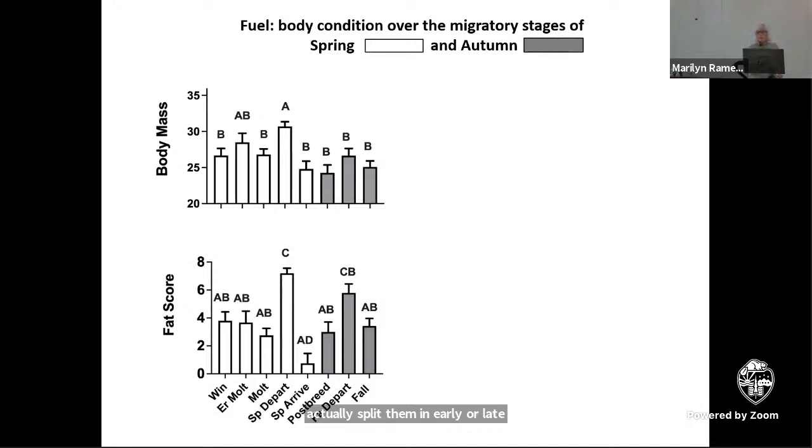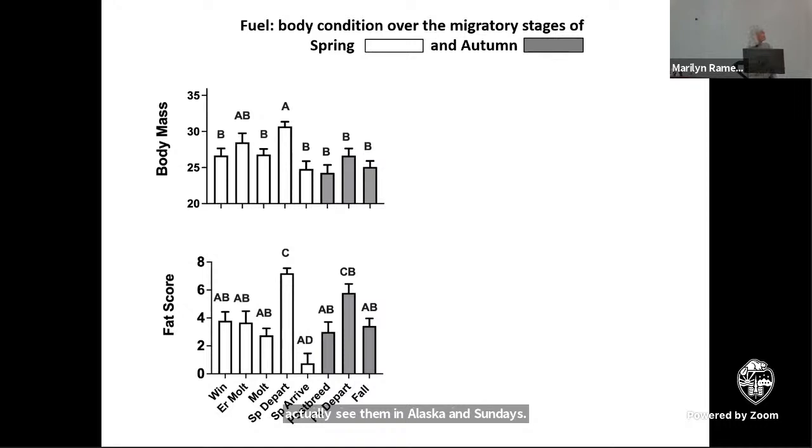These birds then are preparing to depart. We don't know exactly when they're going to depart. We know it's within this window of the 5th to the 16th of April, so we're calling these the spring departure values. And then at arrival, we catch birds as soon as we see them in Alaska. These particular birds were actually collected in Fairbanks, Alaska.